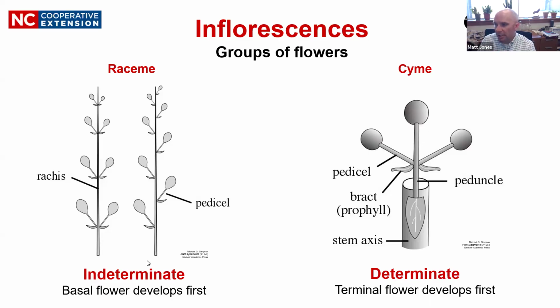In the case of a raceme, you just have a simple stalk of flowers, and they develop from the bottom up. In the case of a determinate inflorescence, like a cyme, you'll have a terminal flower that starts out first, and then it can branch below that into flowers that develop later.